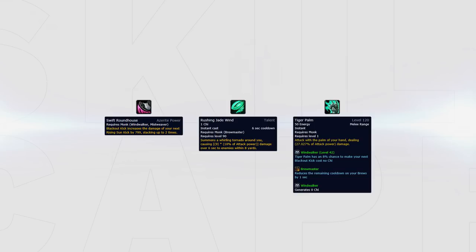This is why it's important to not Tiger Palm if you are under 53 energy, as you risk losing your Rushing Jade Wind. You should also not use it when you're at 4 stacks or higher of Chi, as this will overcap your Chi, putting it to waste. So use Rising Sun Kick or Blackout Kick instead.